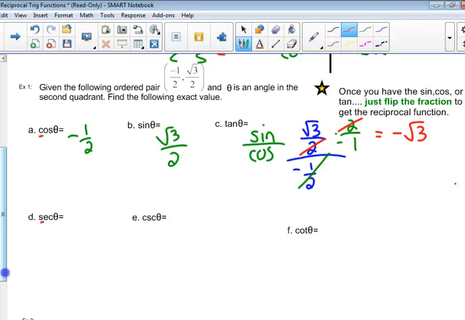It's got to go with the C. So these two are reciprocal functions of each other. So if you know the cosine, all we're going to do is flip the fraction, and that's what your secant is. So the secant is just -2.